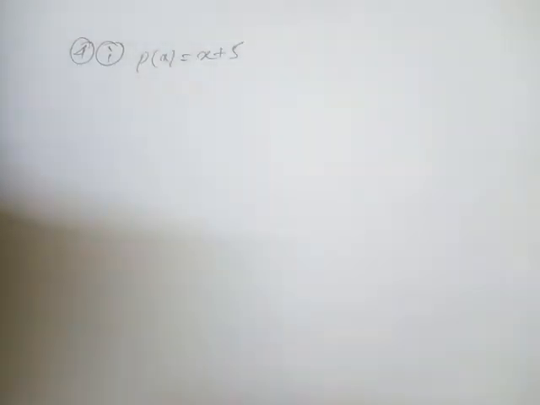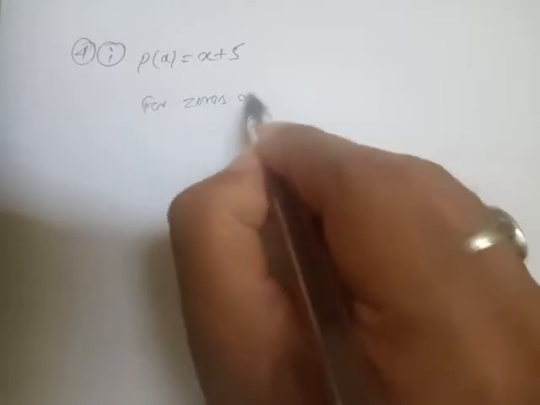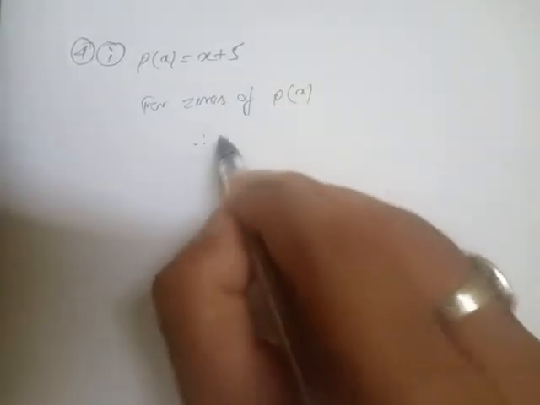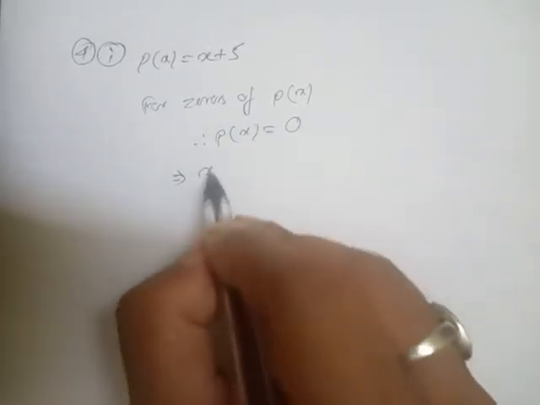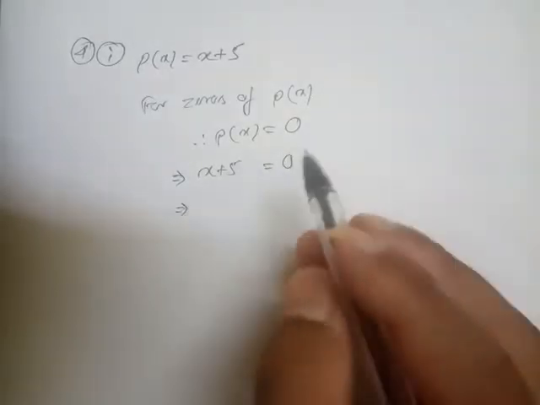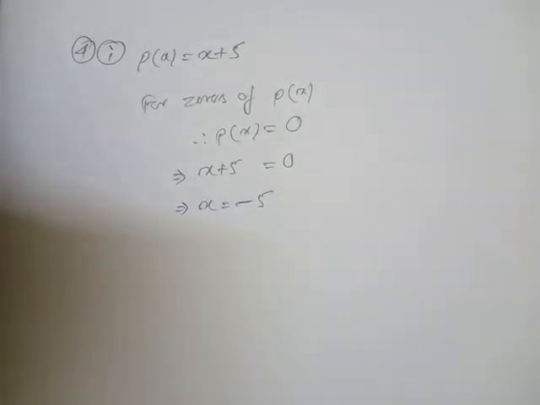So basically in the answer I will write here that for zeros of p(x), therefore p(x) equal to 0. Now what is the value of p(x) here? x plus 5 equal to 0. So if you want to find the value of x, then x equal to minus 5. This is the answer of 4 Roman 1.